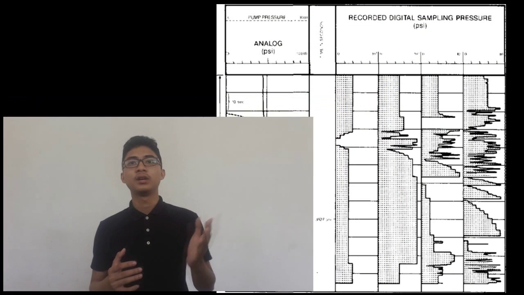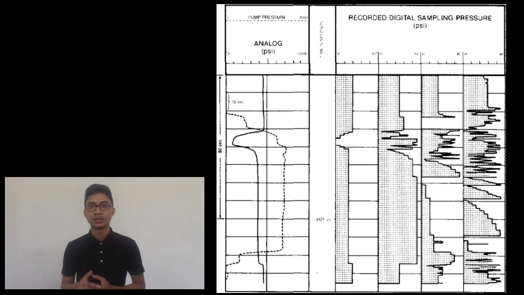The next figure here is the single pretest formation tester. It is recorded just like a log. The left solid curve represents the pressure detected by the gauge within the tool sampling system. The hydrostatic mud column, drawdown and formation pressure are clearly detectable.